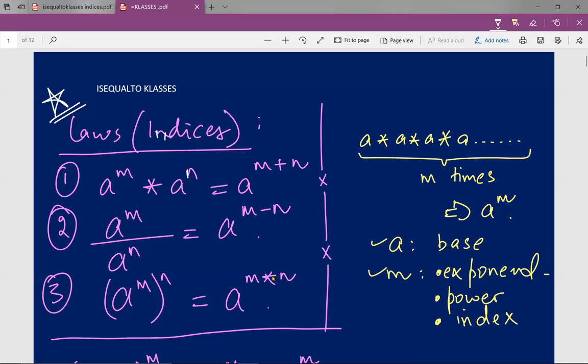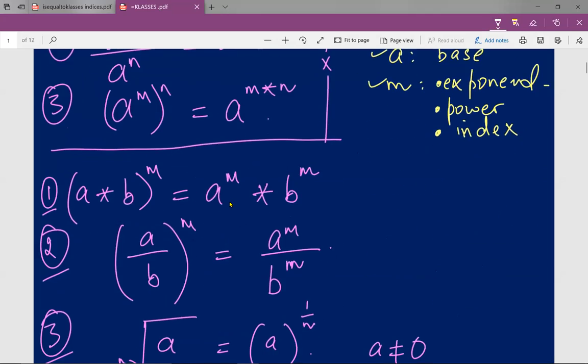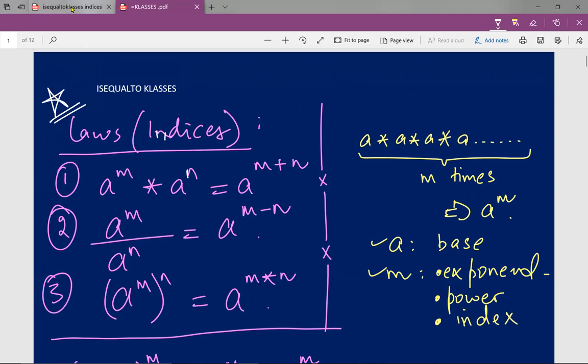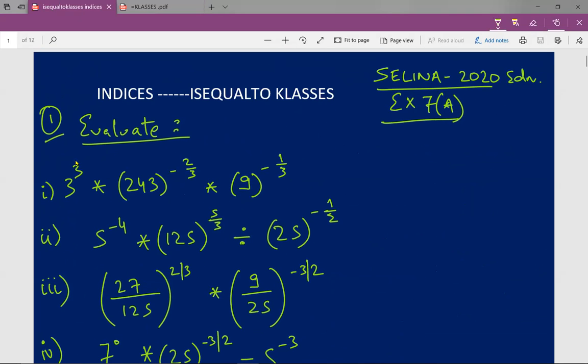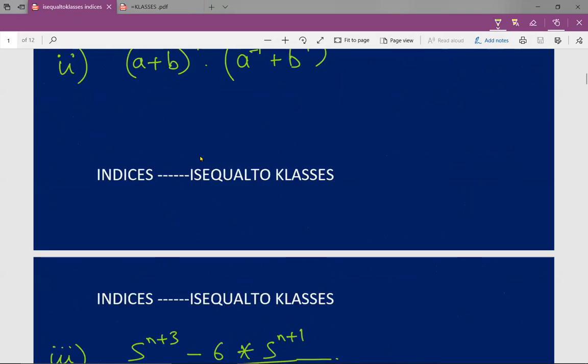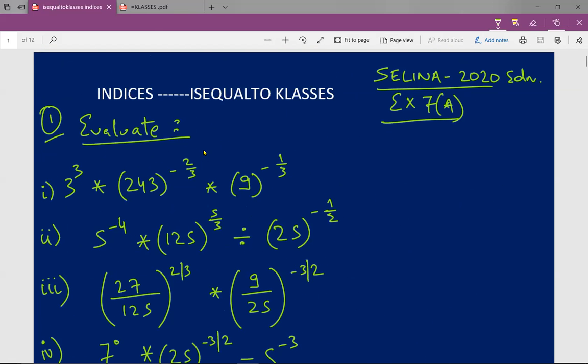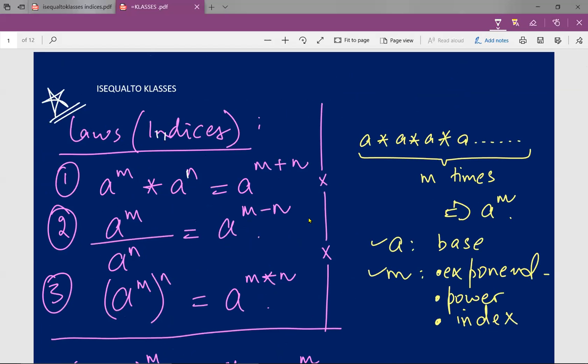My plan is to understand the laws of indices. These are the laws of indices that I'll be covering. And in the subsequent lectures, I'll be covering a lot of problems regarding indices also. So I have jotted down 15, 20, I think more than 20 problems in indices that I'll be covering in the subsequent problems. Okay, let's start.